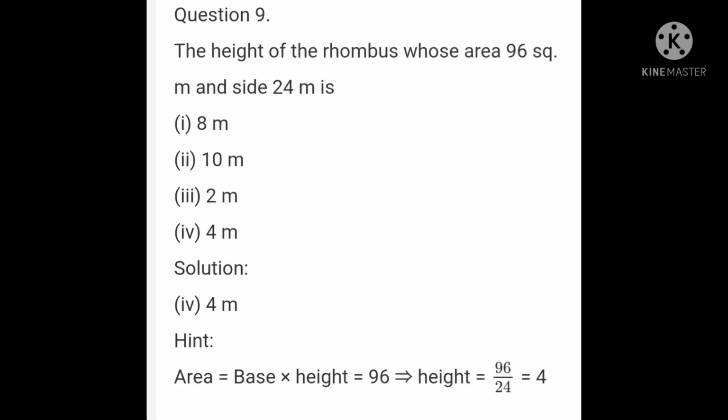Next one, ninth one. The height of the rhombus whose area 96 square meter and side 24 meter. So same formula here, area and side is given. So we are going to apply base into height, then only you can find height. Because in area using base and height we have height, no? So just apply that formula. Base or side is equal to 24. So just substitute this into the formula. Area is 96 divided by base is 24. When we cancel these two, we will get 4 is the answer.